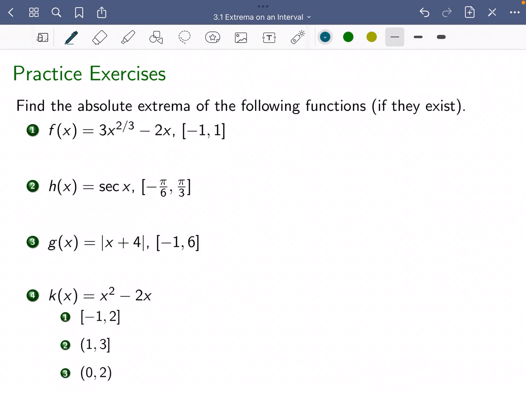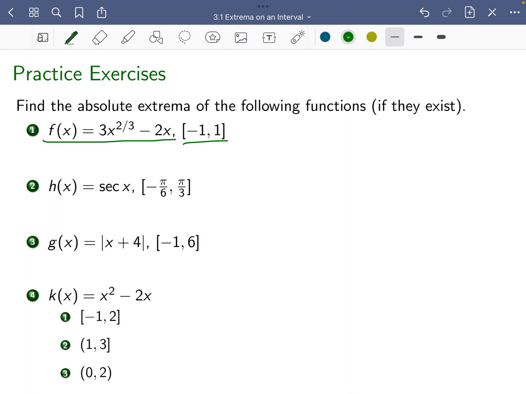In this video, we are going to look at some examples where we find some absolute extrema of some functions on some different intervals. Right, let's look at our first example. f of x equals 3x to the 2/3 minus 2x. And we're looking at that on the interval from -1 to 1.